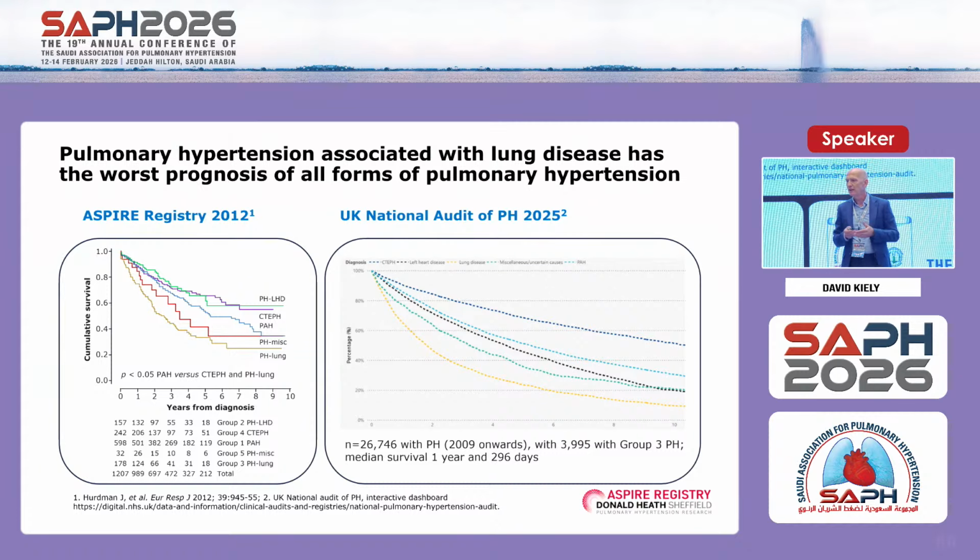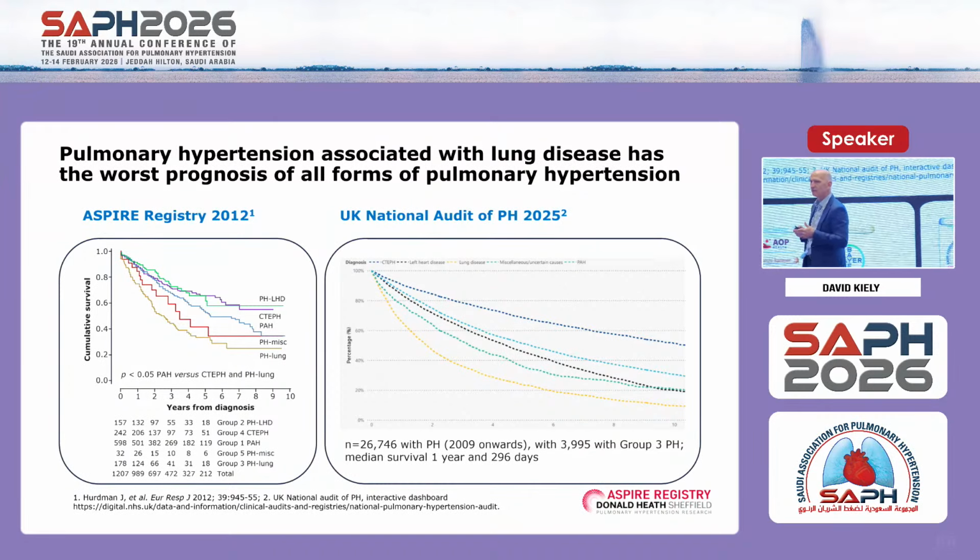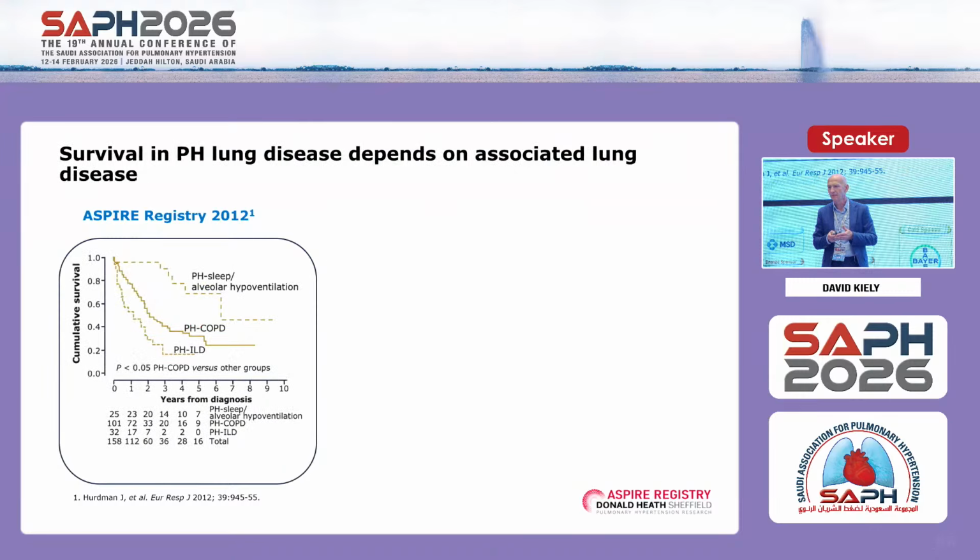And when we fast forward now to the UK national audit from 2025 of nearly 27,000 patients who've been consecutively enrolled and 4,000 patients with lung disease, and if you're interested, there's an interactive dashboard where you can view this data, we can see, very depressingly, that the median survival for patients with pulmonary hypertension and lung disease remains under 2 years. So this is an area really of very high unmet need.